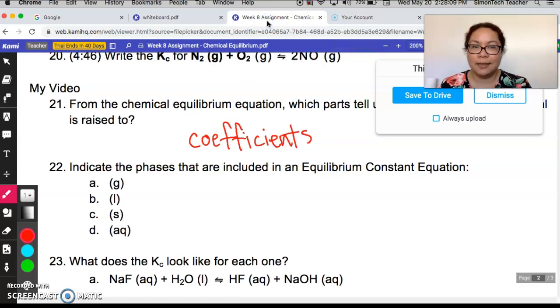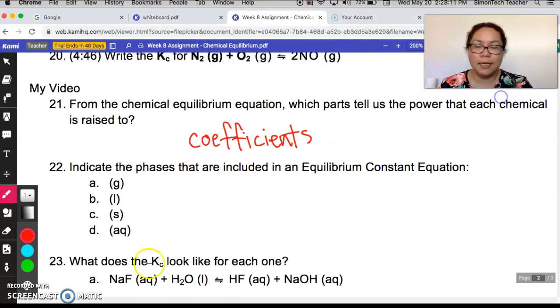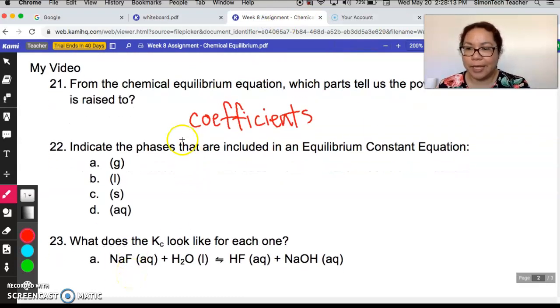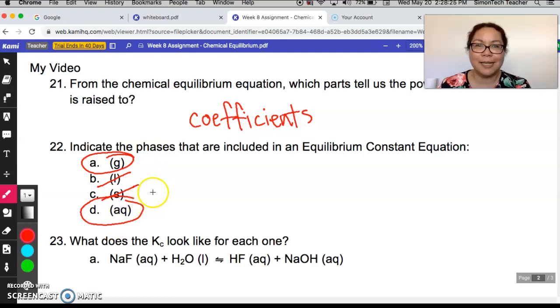Okay, and going back to this, indicate the phases that are included in the equilibrium constant equation. And like I said, no pure liquids, no pure solids, so just these two, the ones that we can actually measure concentrations of.